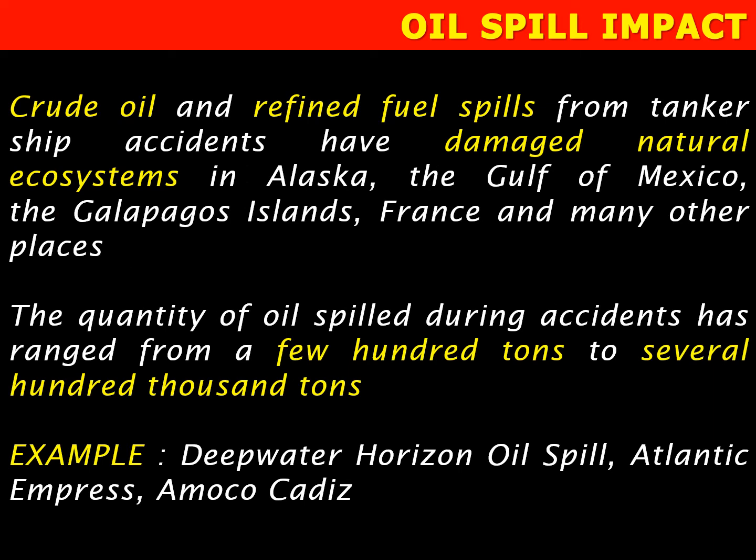Crude oil and refined fuel spills from tanker ship accidents have damaged natural ecosystems in Alaska, the Gulf of Mexico, the Galapagos Islands, France, and many other places. The quantity of oil spilled during accidents has ranged from a few hundred tons to several 100,000 tons. For example, the Deepwater Horizon oil spill, Atlantic Empress, and Amoco Cadiz.